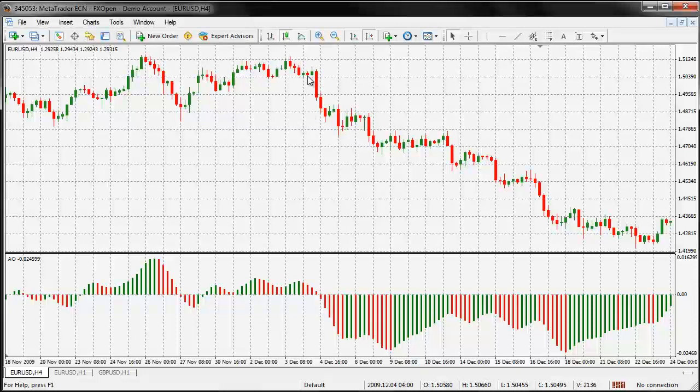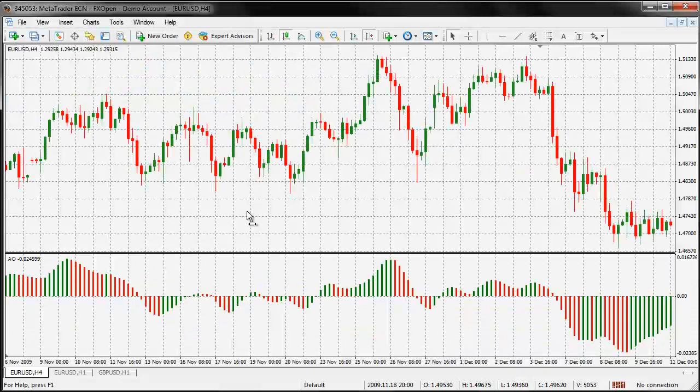Let's take a look, see what happened. Boom, sideways for a bit, and then boom, all the way down. That was like a 700 pip move.